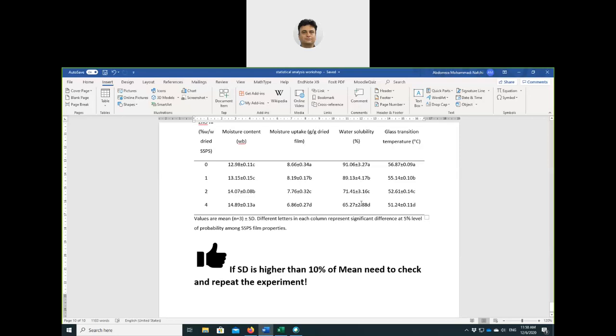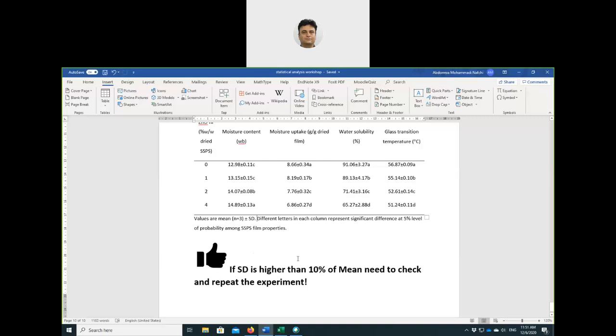Check your data, and if your standard deviation is higher than 10% of the mean, it is better to check your data or redo your experiment, repeat the experiment until you reach around less than 10% of the mean. This is the rule of thumb. If it is lower than 10% of the mean, nobody is caring, nobody is asking any other question. But if it is higher, you need to check.